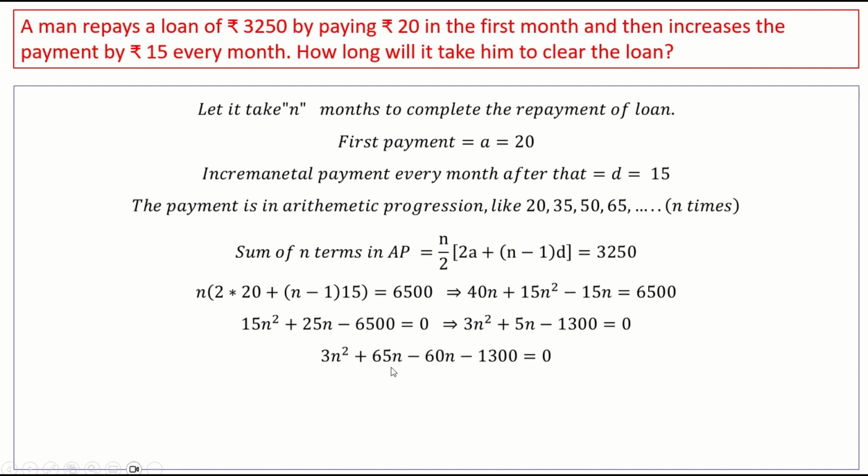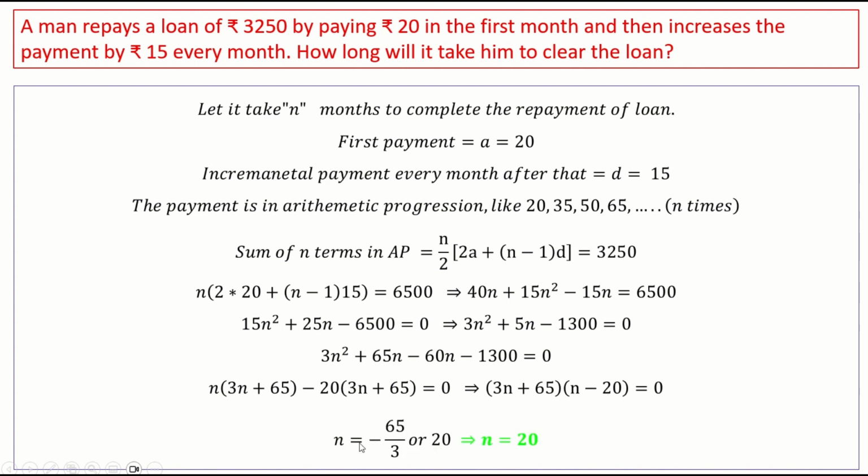So 65 and 60 are the two factors of 1300. You factorize it, you will get 3n plus 65 into n minus 20 equal to 0. n equals either minus 65 by 3. Is it possible to be negative for a number of months? No. So this is not the solution. Or 20. So n equals 20 is the answer.